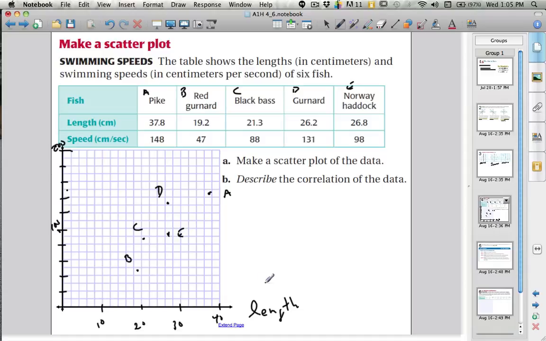Okay, so you can kind of feel like, well, maybe there's a correlation. You can see that it isn't super, right? You can see that even though these two are kind of about the same, that was 26.2 and 26.8. They're very close to the same, and their speeds are very different. They're still more than the smaller fish, and they're still less than the bigger fish. Okay, so you can see that there tends to be a positive correlation here.